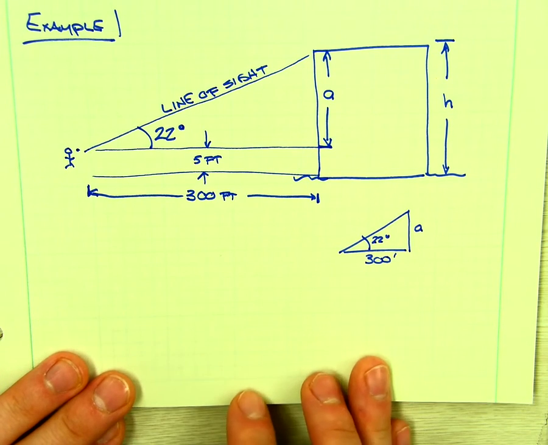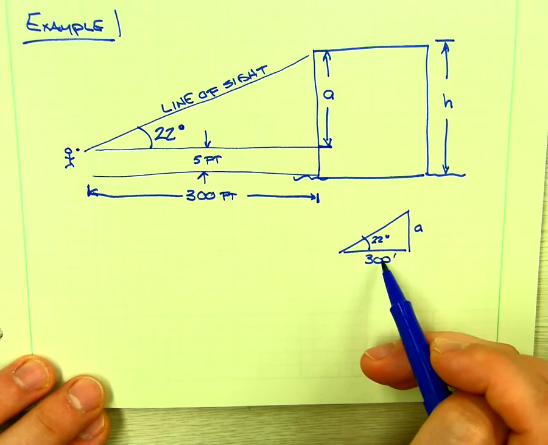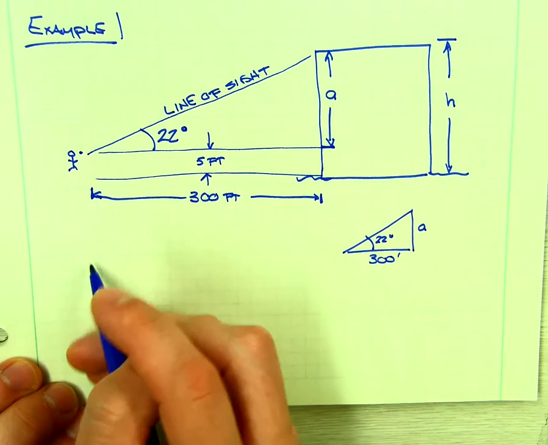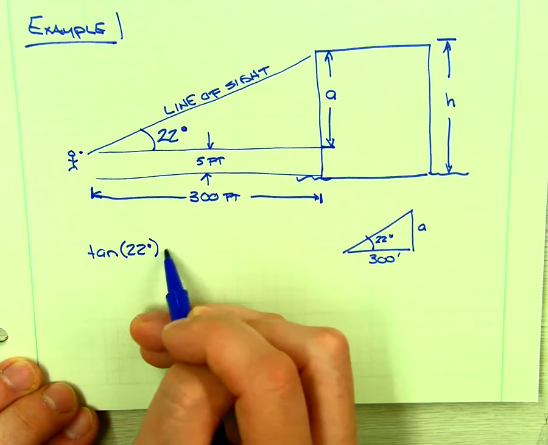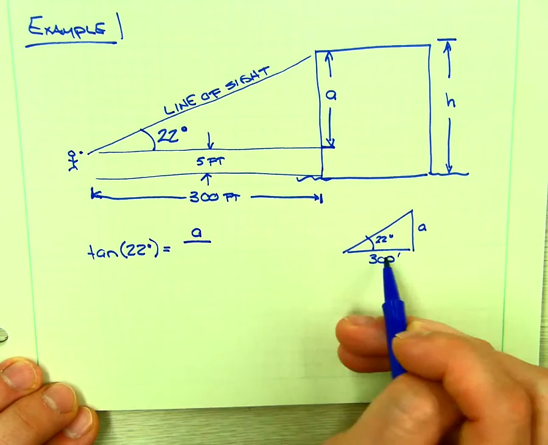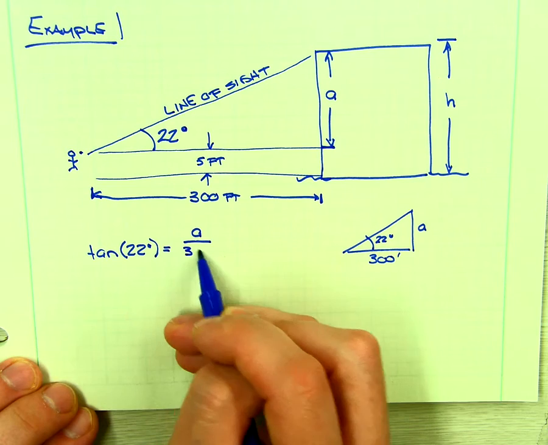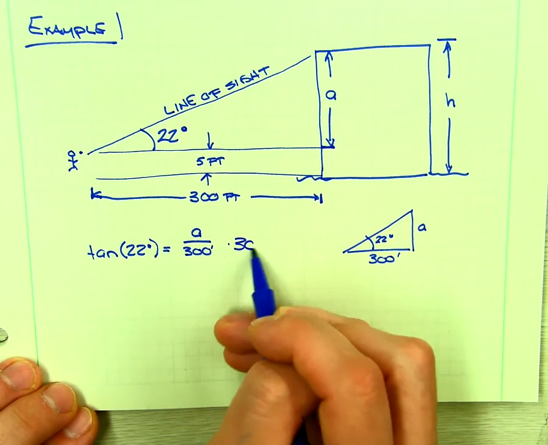Awesome, no problem. Super easy. This is just a TOA function, right? So I've got my opposite, I've got my adjacent, and I've got this angle. So I know that the tangent of 22 degrees is going to be equal to opposite, which in this case is A, over adjacent, which is 300 feet. So now I can do some super quick algebra.